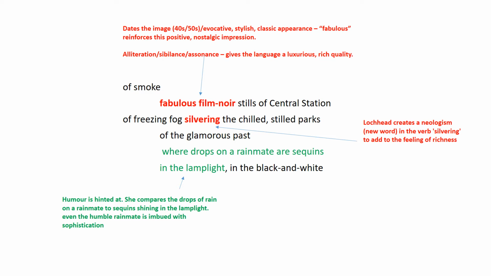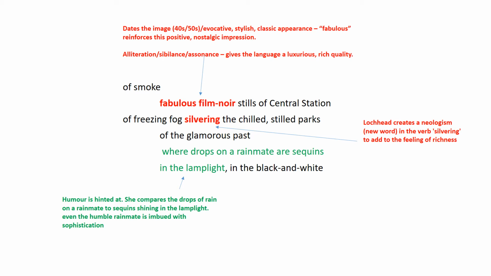Of smoke. Fabulous film noir stills of Central Station, of freezing fogs silvering the chilled, stilled parts of glamorous past, where drops on a rainmate are sequins in the lamplight, in the black and white. A film noir really dates the image here, the 1940s and 50s, it's something of the past. It's really evocative, really stylish and very, very classic. We've got the word choice of fabulous, which really reinforces this positive nostalgic impression. I don't know about you, but when I think of that, I think of ladies with headscarves and cool sunglasses on, and that's the impression I think she's trying to give across here.